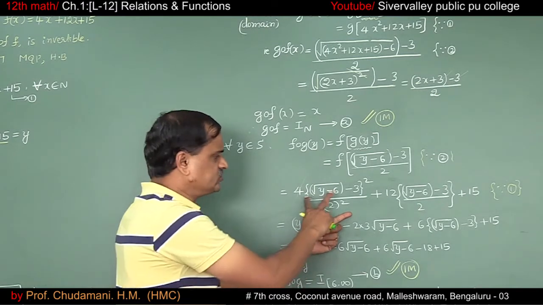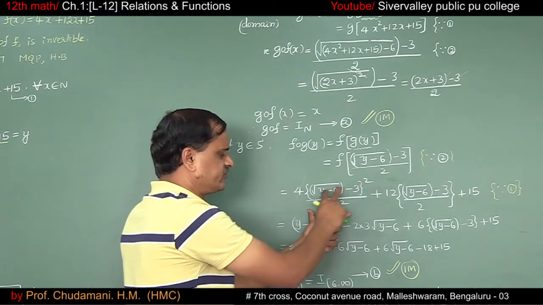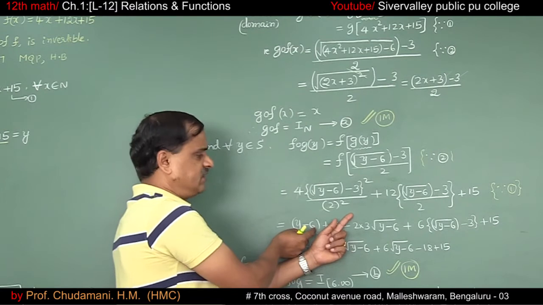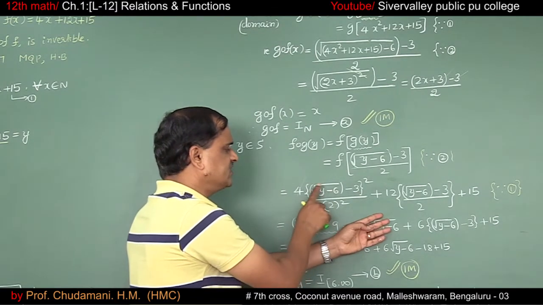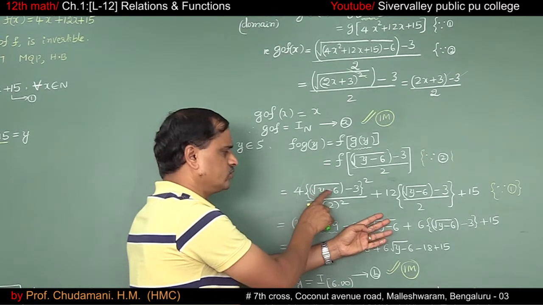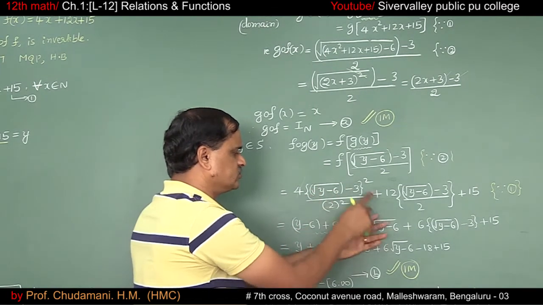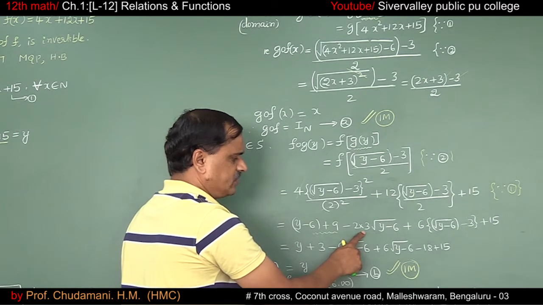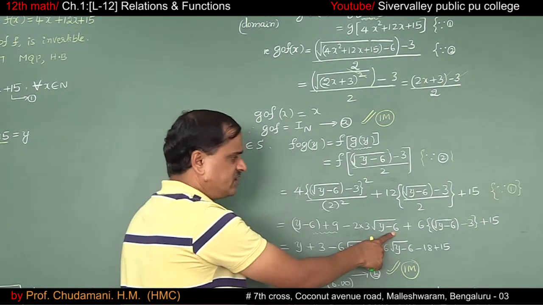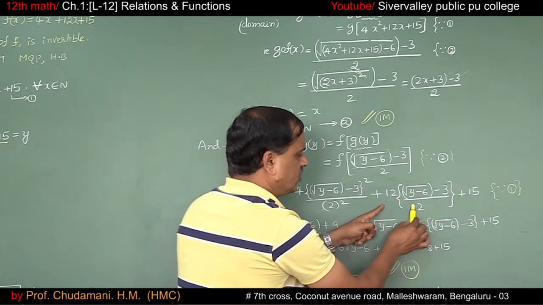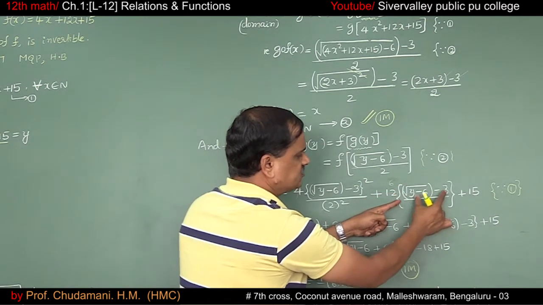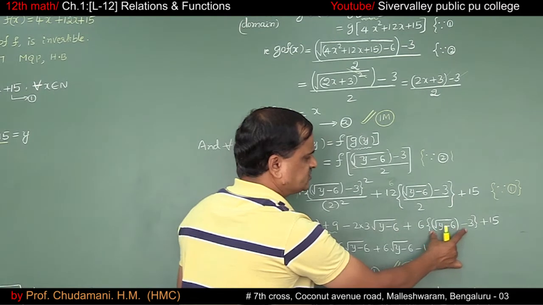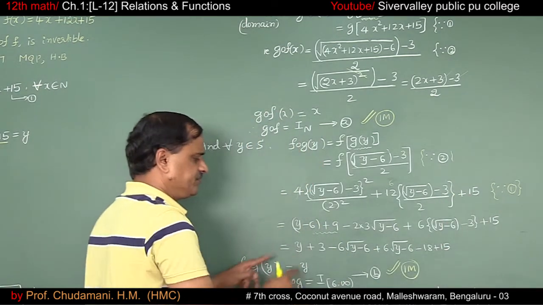(a minus b) whole square means a square... the square and the square root get cancelled. y minus 6. b square means 3 square, 9, minus 2 into root y minus 6 into 3. 2 into 3 means 6, minus 6 into root of y minus 6. Here 2 one times 2, 6 times. 6 times this expression, minus 3 plus 15 is there.